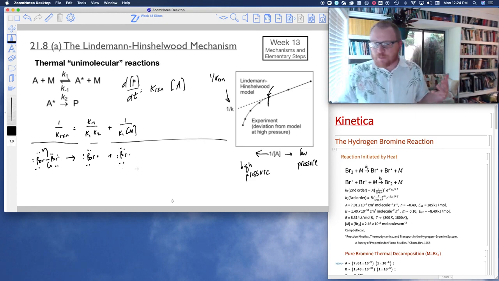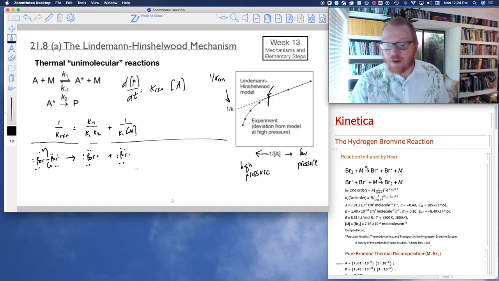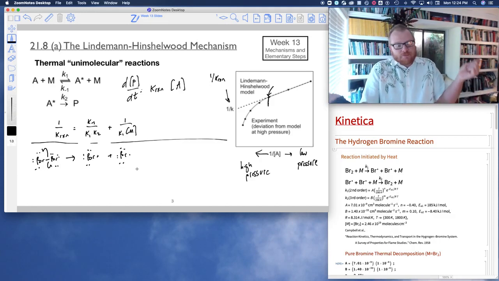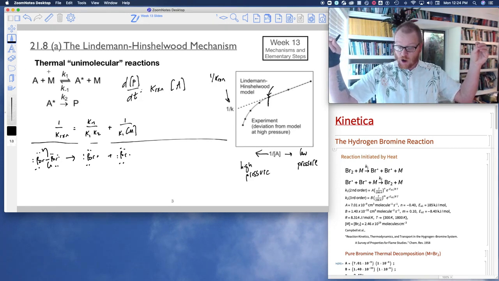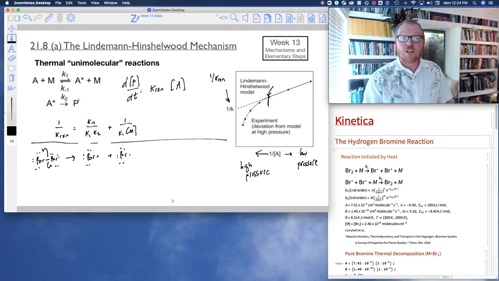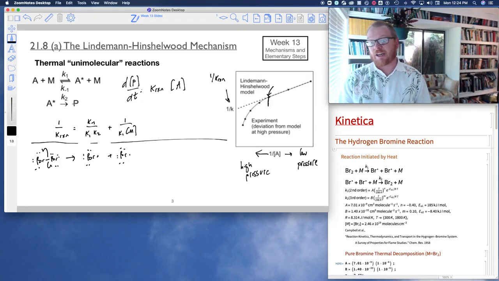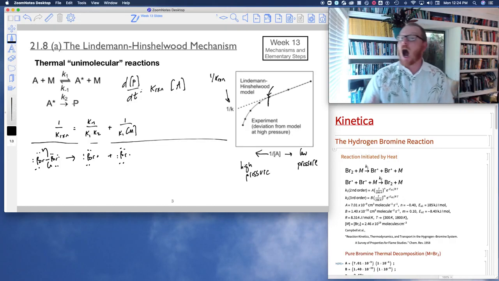But how the hell does a bromine just do that, right? How does a bromine just fall apart on its own? Well, it doesn't, okay? It needs one of these collisional partners to slam it and cause the bond to break, okay? So there's very much a Lindemann-Hinshelwood mechanism going on here with the thermal decomposition of bromine. The only difference being that in the full Lindemann-Hinshelwood mechanism, these unstable products go on to form a stable product. I don't have that going on here, okay?